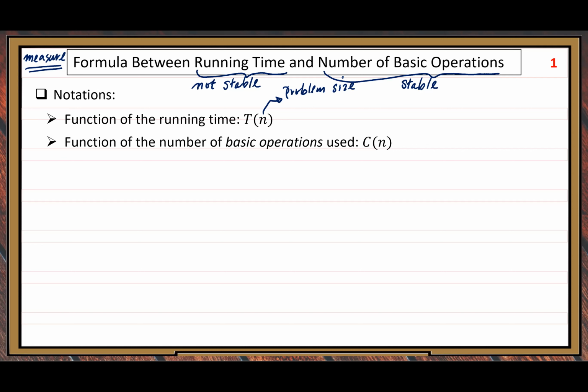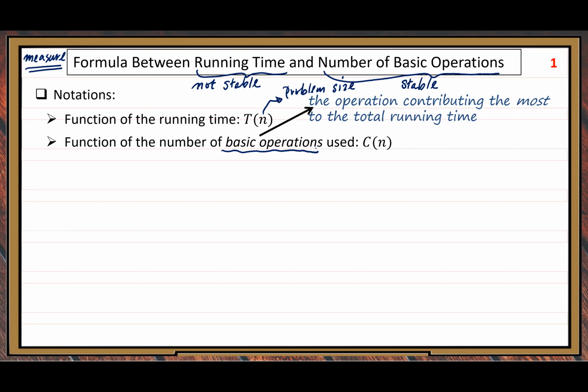So what is this concept? Here we use a concept called the basic operations. Its meaning is like this: the operation contributing the most to the total running time. So if you recall the polynomial evaluation problem, we work on two types of operations, addition and multiplication. Multiplication contributes the most, right? So we treat the multiplication as the basic operation.